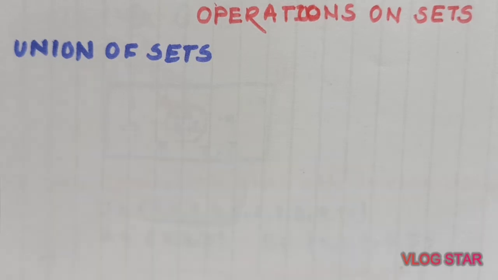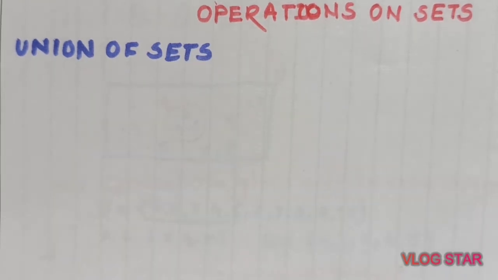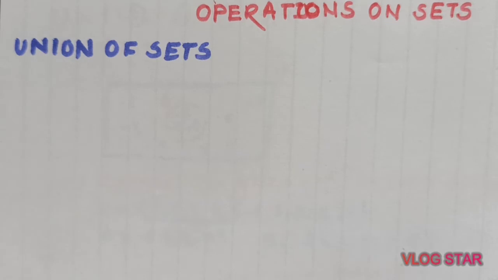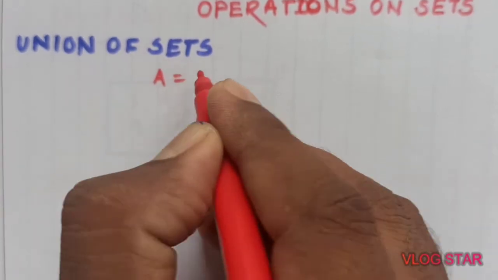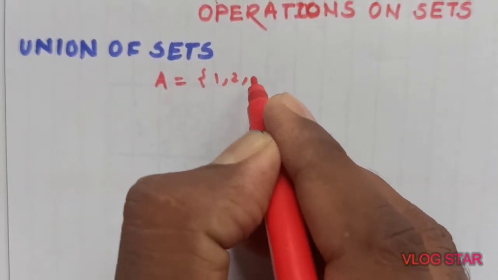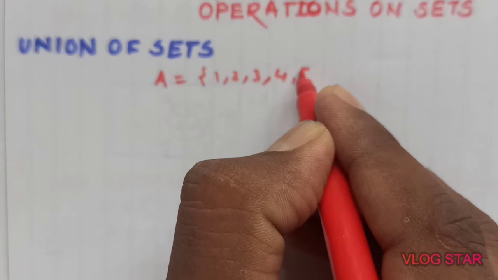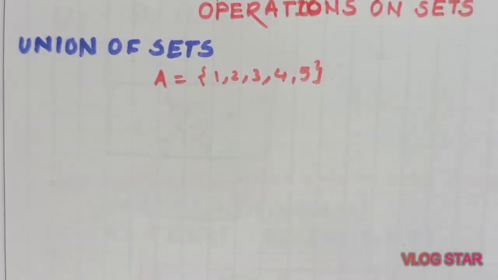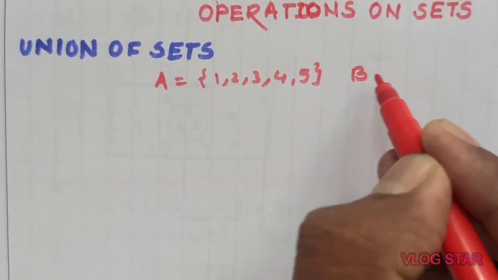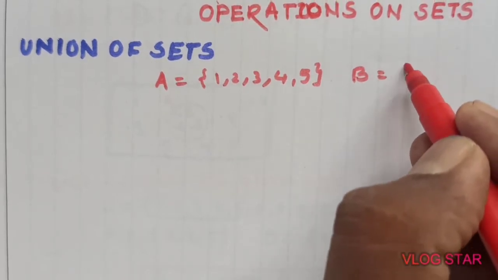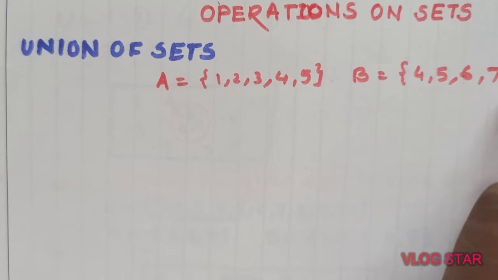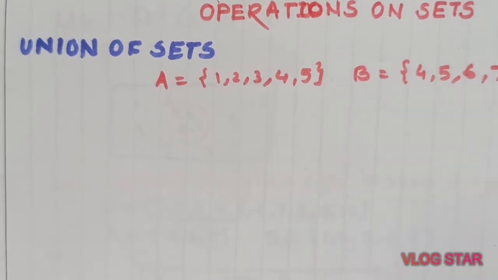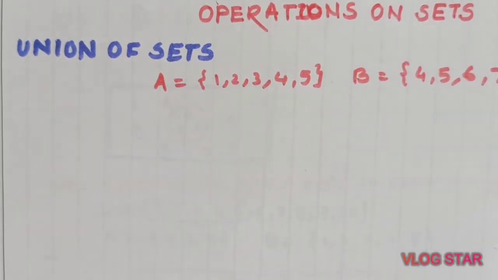And the very first operation, as usual, is union of two sets. Union means combining two sets. For example, I have a set A which contains elements 1, 2, 3, 4 and 5. At the same time, I can take another set B which contains elements 4, 5, 6, 7 and 8. We want to take the union of these two sets.